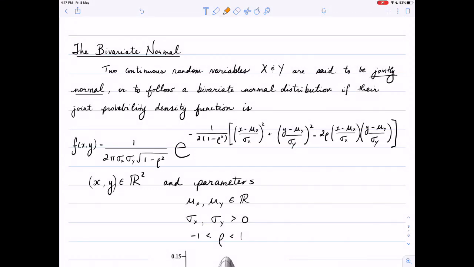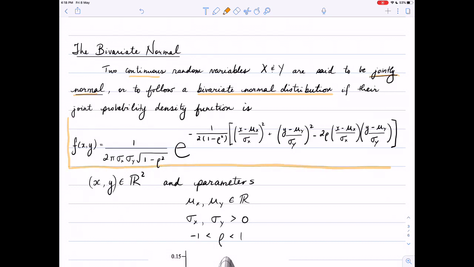This is the second video of our specific multivariable distribution examples, and this is the bivariate normal. So two continuous random variables. The last video was discrete. They were the multinomial, which is a discrete distribution. Two continuous random variables x and y are said to be jointly normal, or to follow a bivariate normal distribution, if their joint probability density function is this.